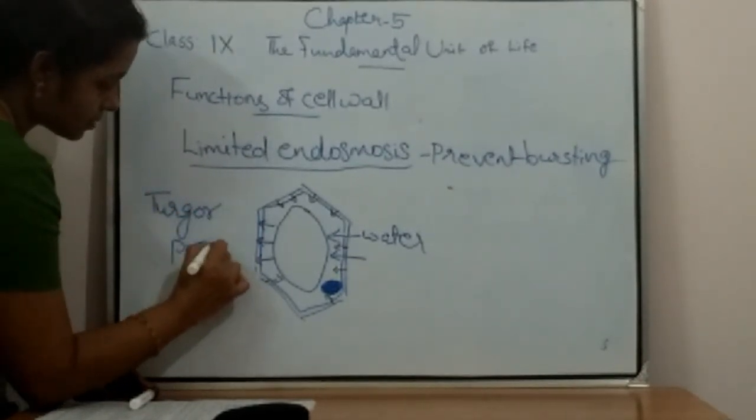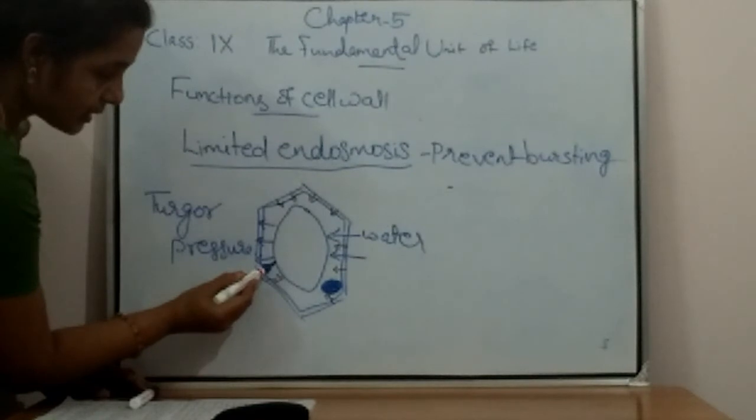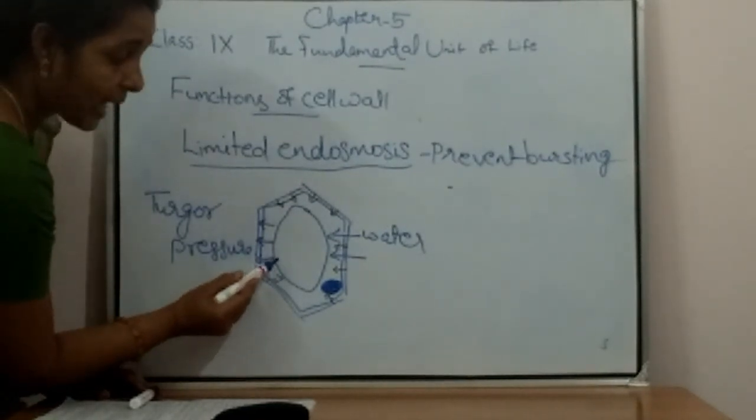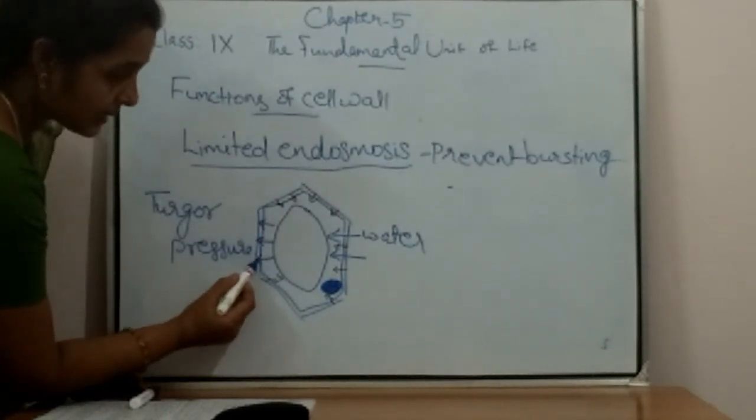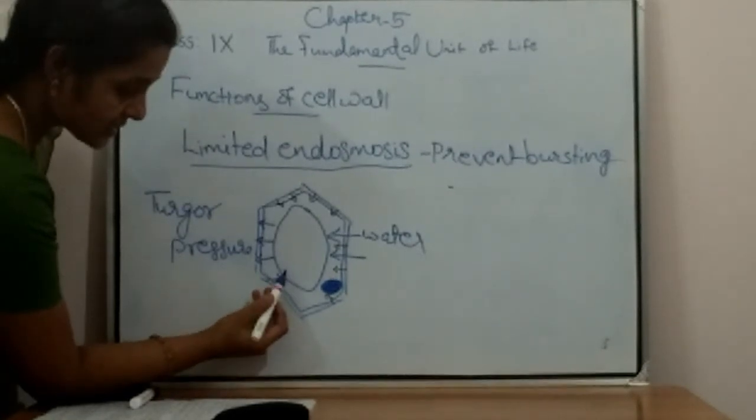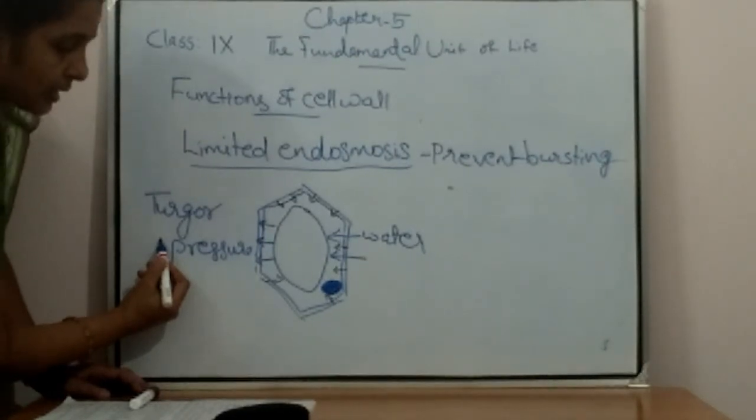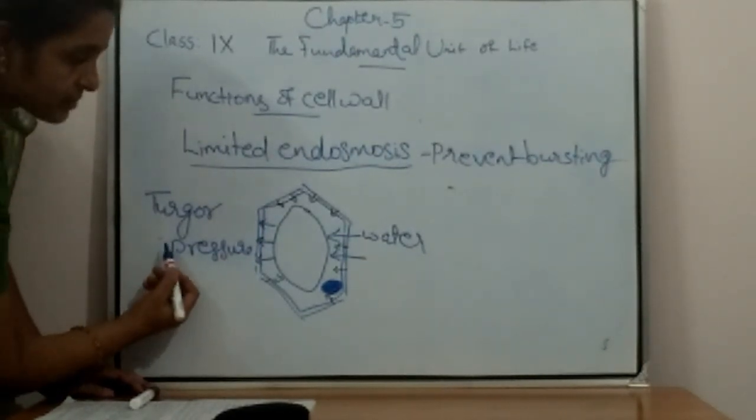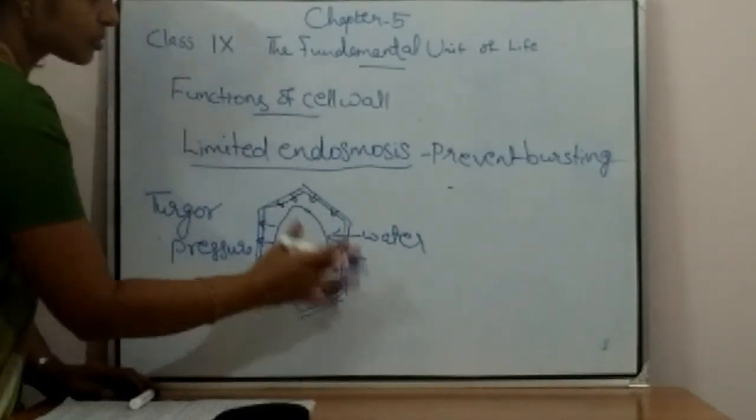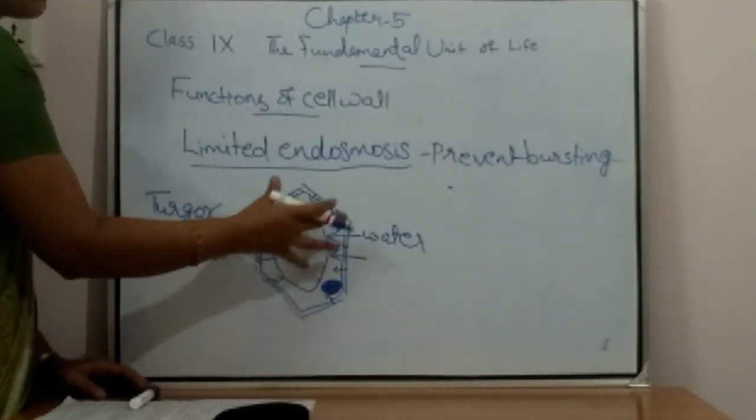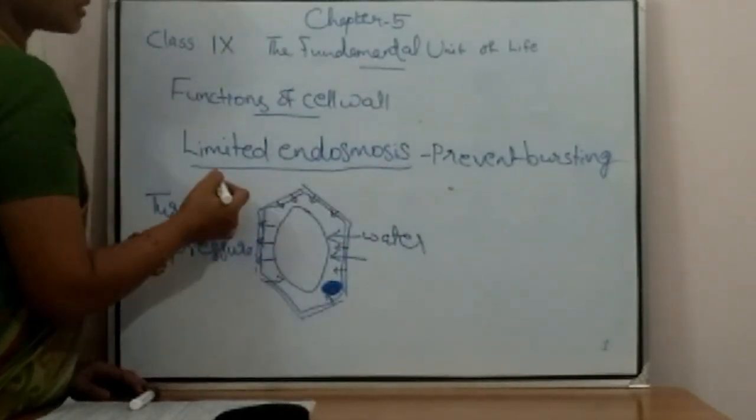Turgor pressure. So what is turgor pressure? When water molecules enter inside the living cell, the protoplasm swells up and builds a pressure against the cell wall. The cell wall exerts an equal and opposite pressure against the swelling protoplasm, and that pressure is the turgor pressure. As a result, after some endosmosis, further entry of water into the cell is stopped, so that helps the cell from bursting. So thus it protects the cell from bursting. So that is limited endosmosis.